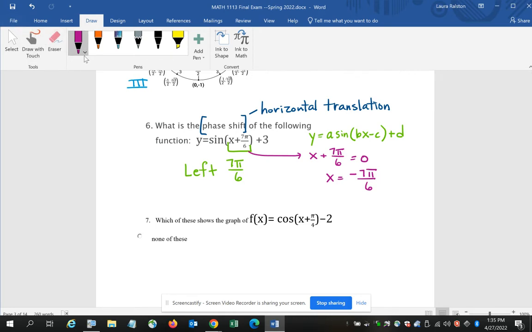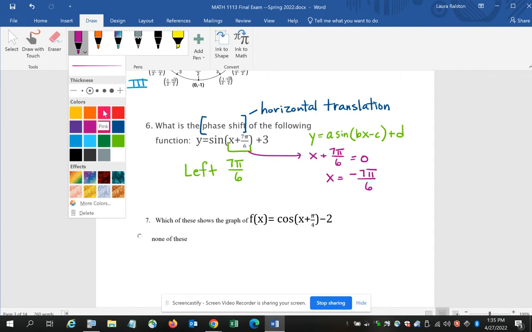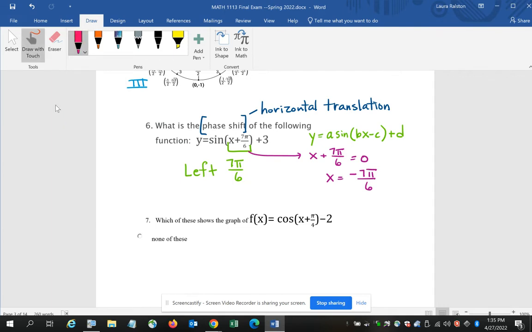As a side note, just to help you as you're preparing for the final exam, this number here at the end, the plus 3, corresponds to a vertical translation. That's going to tell me whether to go up or down. Positive would go up. So in this case, we would have a vertical translation and move the graph up 3 units.